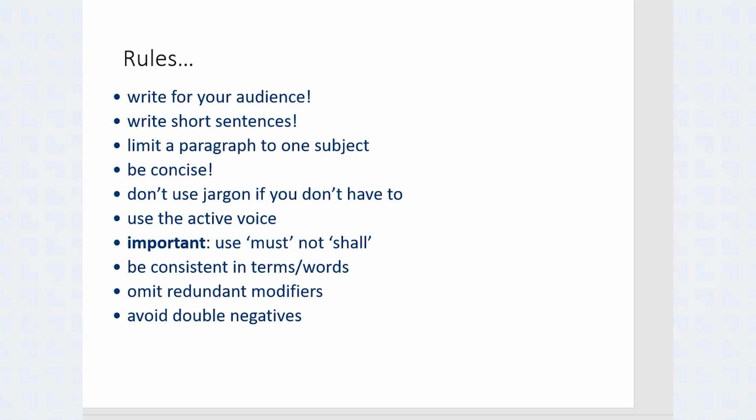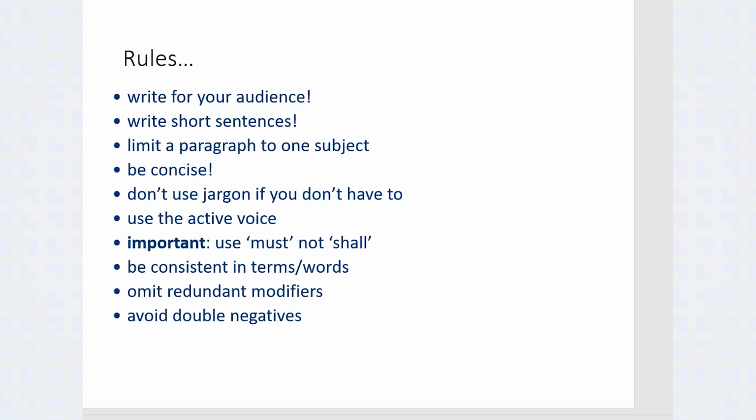Here are the rules. You've got to make sure that you are writing for your audience. You have to write in short sentences. Limit a paragraph to one subject. Be concise. Don't use jargon. If you don't have to, use an active voice. When you're referring to imperatives, you have to use must and not shall.